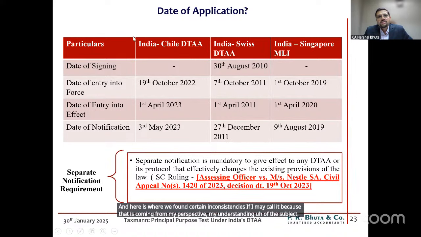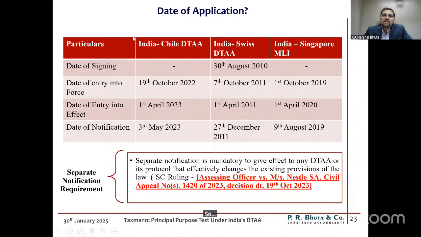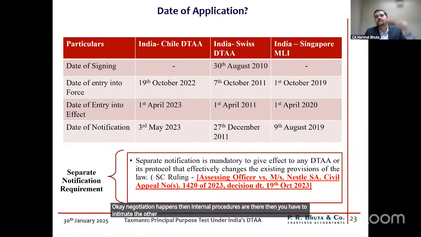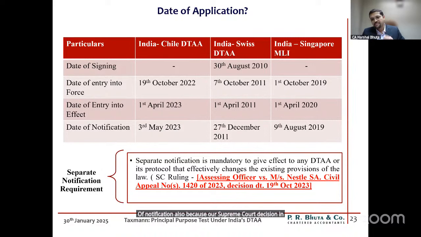So there are different stages of a DTA and a protocol. Okay, negotiation happens, then internal procedures are there, then you have to intimate the other country's competent authority that yes, we have completed internal procedures, after which date of entry into force comes into play, after which date of entry into effect comes into play, and now an additional factor of notification also because of the Supreme Court decision in the case of Nestle. Okay. So let's start with the Supreme Court decision first.